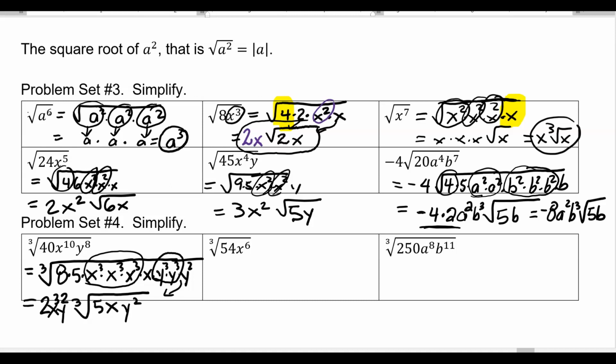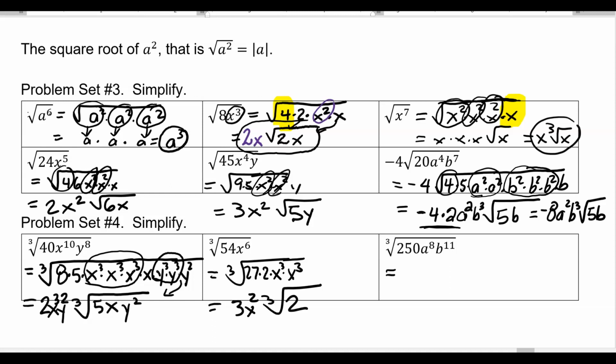Next we have the cube root of 54x to the 6. So that's the cube root of 27 times 2 times x cubed times x cubed. And then you're going to take your 3 out, leave your 2 under. And then the cube root of x cubed is x, the cube root of another x cubed is x. So that's x squared on the outside.